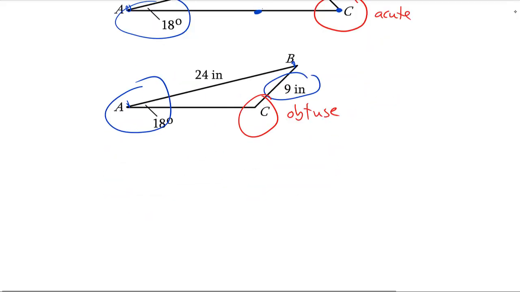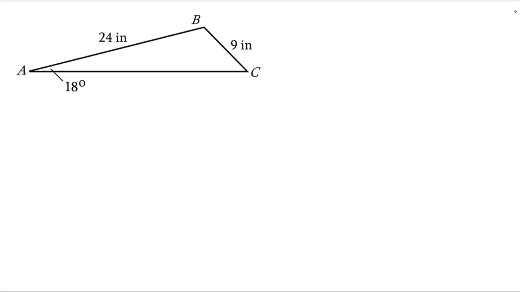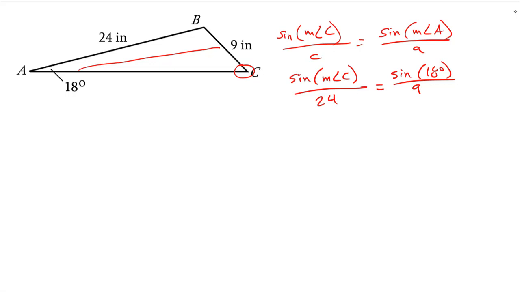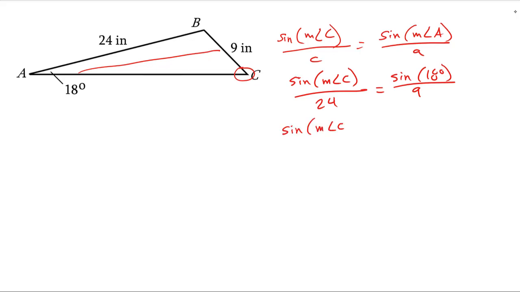So let's figure out the missing information. Let's start with the case where angle C is an acute angle. Angle A and its opposite side length are the pair that we know, and we're going to look for the measure of angle C. So the sine of the measure of angle C divided by the side length C has got to be the same as the ratio of the sine of the measure of angle A divided by the side length A. In other words, the sine of the measure of angle C divided by 24 inches has got to be the same as the sine of 18 degrees divided by 9 inches. So then the sine of the measure of angle C is going to be 24 times the value of that ratio.